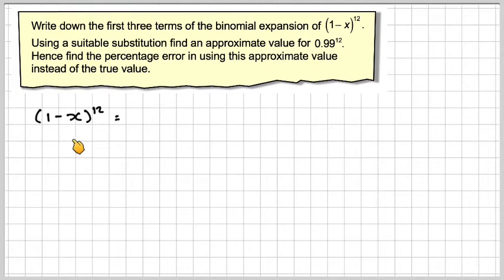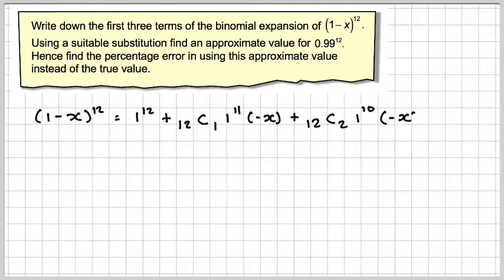Okay, so if we expand this using the binomial theorem, and I'm assuming you know the binomial theorem, we get 1 to the 12 plus 12c1, 1 to the 11 times (minus x), now put the minus x into brackets, plus 12c2, 1 to the 10 times (minus x) squared. Well, 1 to the 12, 1 to the 11, and 1 to the 10 are all equal to 1, so we won't have to worry too much about that. We stop there because we only want the first three terms.